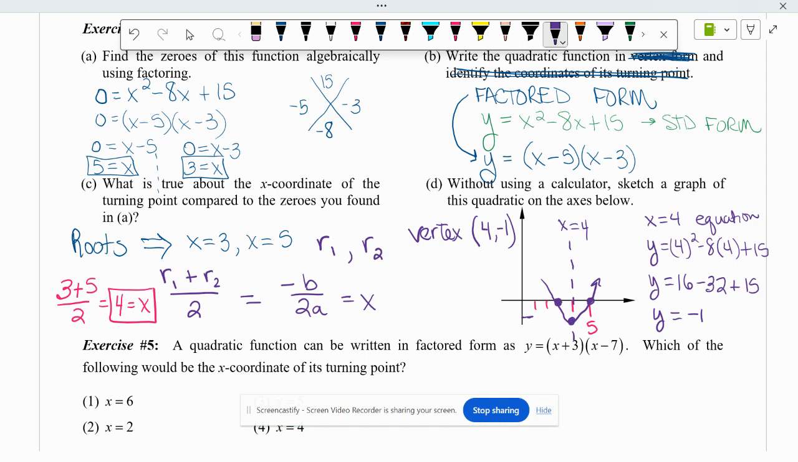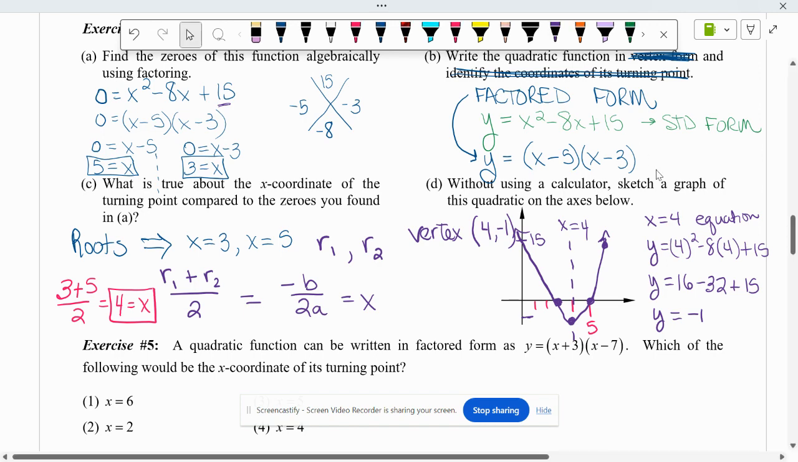Do we know where your graph crosses the y-axis? We sure do. We know that it crosses the y-axis at positive 15. So I'm going to mark this as 15, and extend that on both sides. And now you have this beautiful five-point parabola.